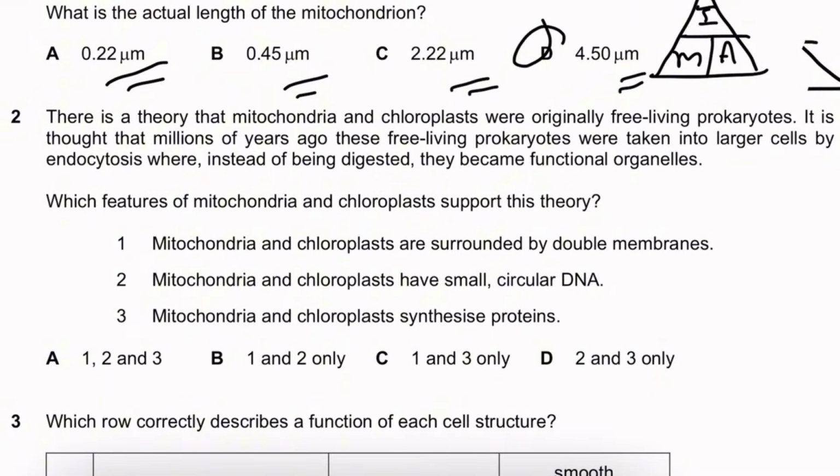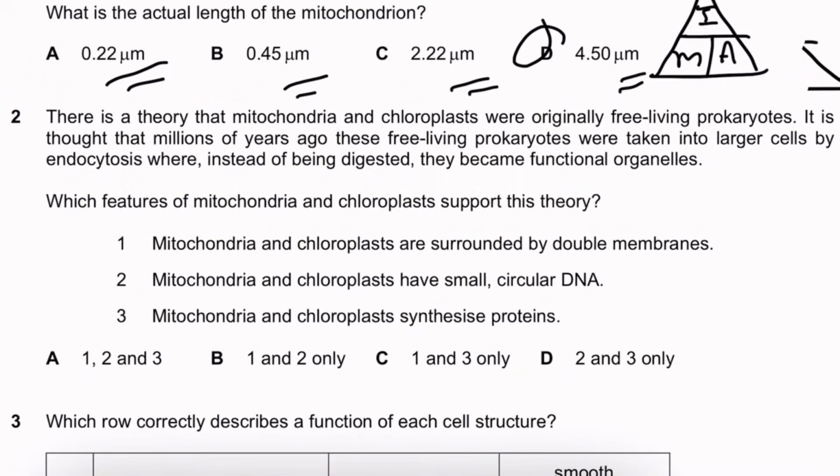Let's see the options. 1. Mitochondria and chloroplasts are surrounded by double membranes. Yes. Now you might think bacteria or prokaryotes do not have membranes, right? They do not have any kind of membrane-bound organelles. So why would mitochondria and chloroplasts having double membranes make them similar to prokaryotes?